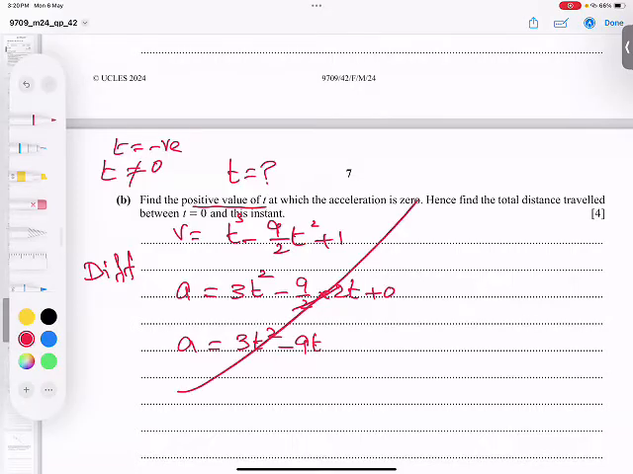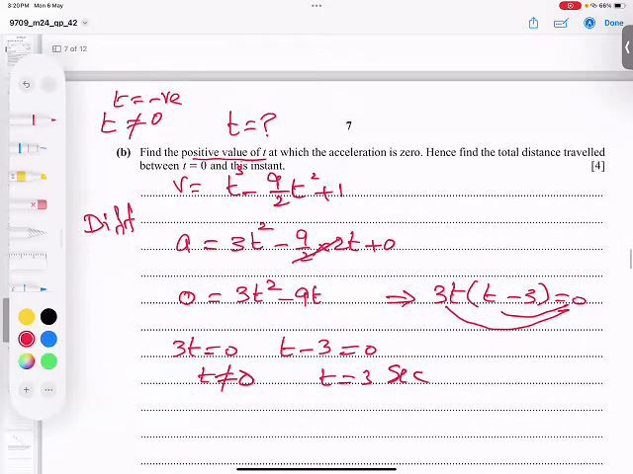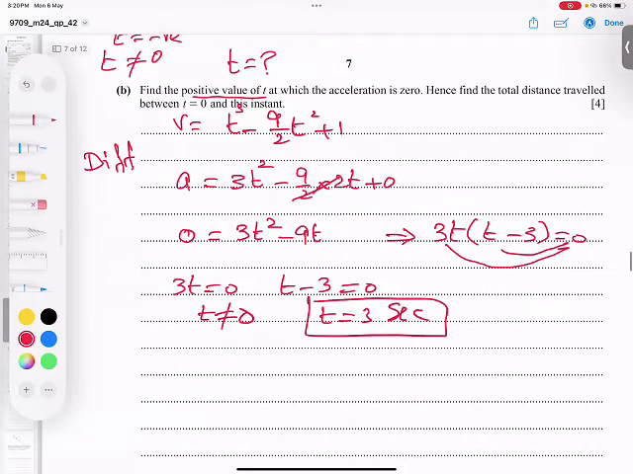And he said that acceleration is 0. So I'm going to plug in 0 here, saving my time. What is common? 3t is common. I get 3t times (t minus 3) is equal to 0. Either this is 0 or this is 0. So 3t is equal to 0, or t minus 3 is equal to 0. t is equal to 0 is not possible, as I said before. So time becomes 3 seconds. So this is my answer. Alhamdulillah.